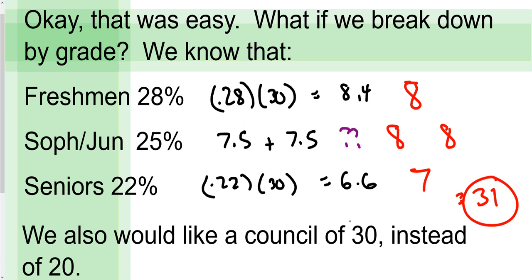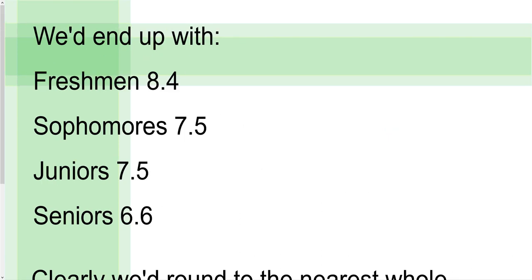Okay, so you might be saying, well, what's the problem? Just have 31 people. Well, that doesn't always work. Here's the thing. The US House of Representatives has 435 people in it.